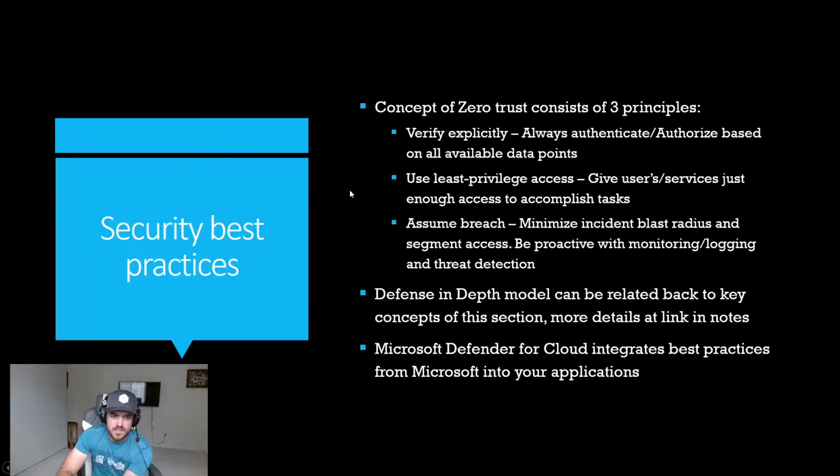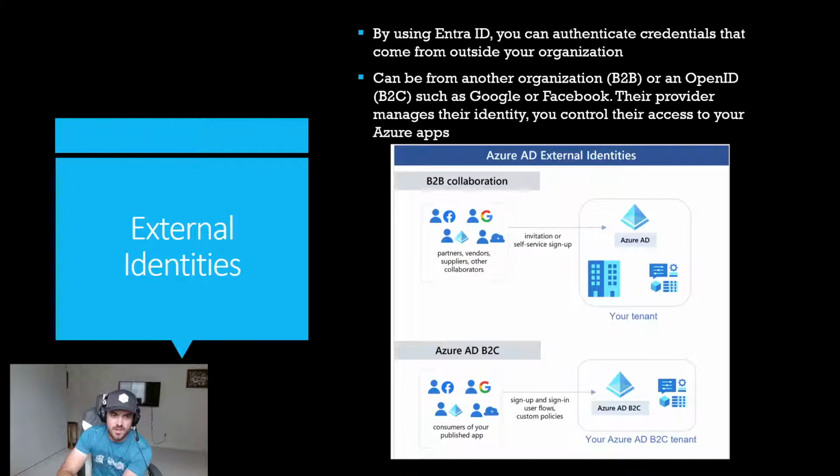External identities. I think we're almost done. We are. Nice. So when you use Entra ID, formerly known as Microsoft Active Directory, you can authenticate credentials that come from outside your organization, and they can be from maybe another organization or an OpenID provider like Google or Facebook. So another organization is typically B2B, so business to business, and then OpenID is business to consumer or customer. I always forget which one it is.